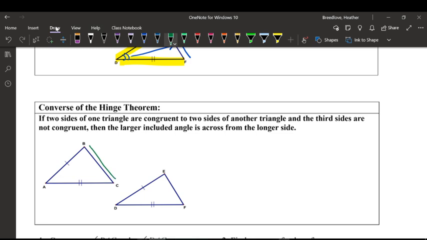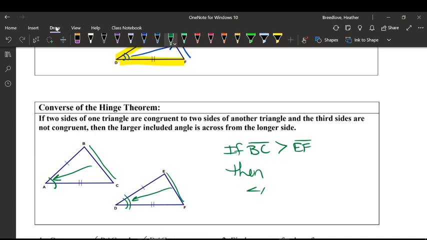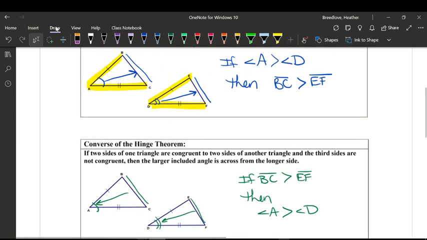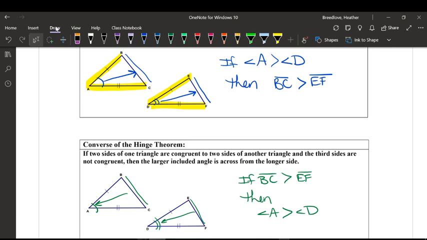So BC is across from angle A. EF is across from angle D. So if segment BC is greater than segment EF, then angle A must be greater than angle D. So which one you're using just depends on what information is given and what you're trying to figure out.